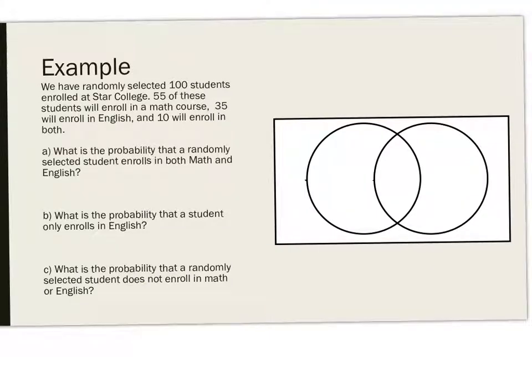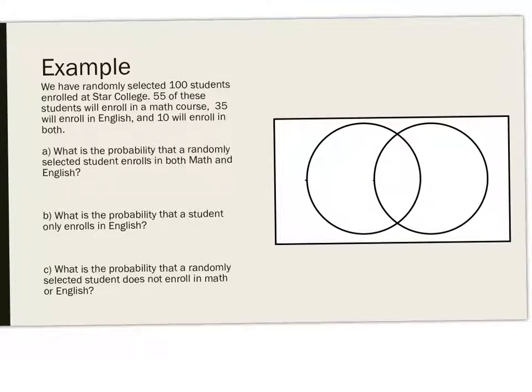So let's do an example where we actually use a Venn diagram to calculate this. And this example says we have randomly selected 100 students enrolled at Star College. 55 of these students will enroll in the math course, 35 will enroll in an English course, and 10 will enroll in both. They want us to find the following probabilities.